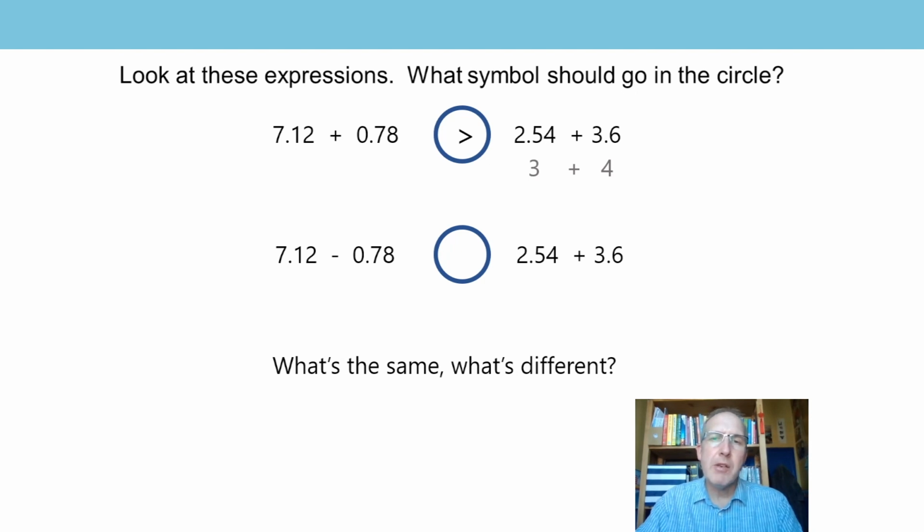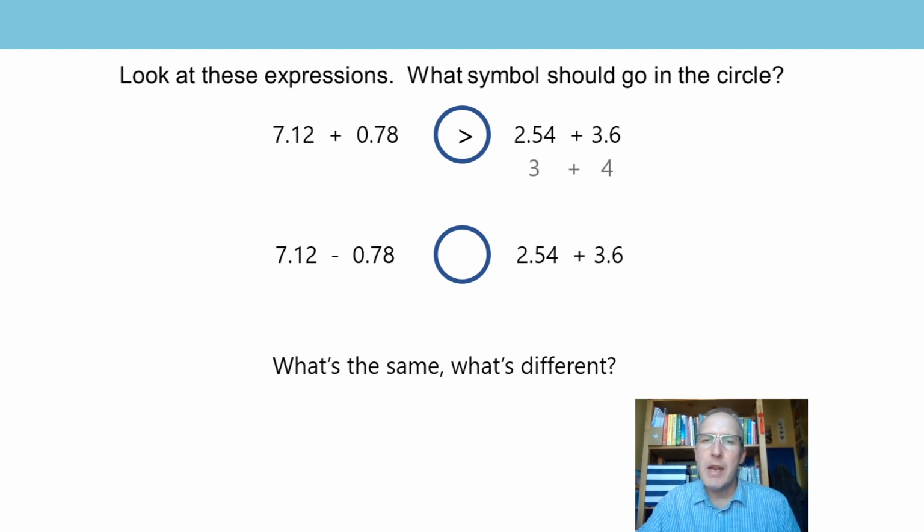What about the bottom comparison? Well, all the numbers are the same, aren't they? But actually on the left-hand side, we've got a subtraction now rather than an addition. If we estimate on the left, we've got 7 subtract about 1, so that's about 6. And we'd rounded up, hadn't we? 2.54 and 3.6. They're somewhere in between 6 and 7. So we can't really estimate.